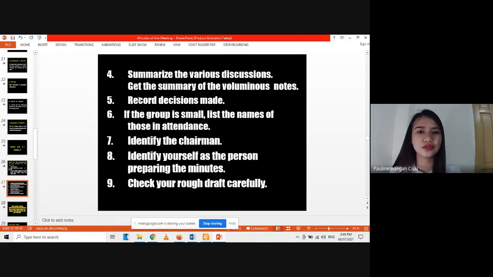Seven is identify the chairman. In the minutes of the meeting, you should not forget to name who presided the meeting or who was in charge of that gathering. Number eight is identify yourself as the person preparing the minutes. So your name will be written at the latter part of the document as the one who prepared the minutes. Next, number nine, and the last, is you have to check your rough draft carefully.